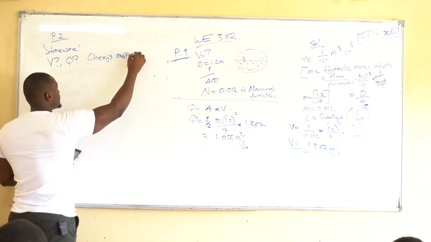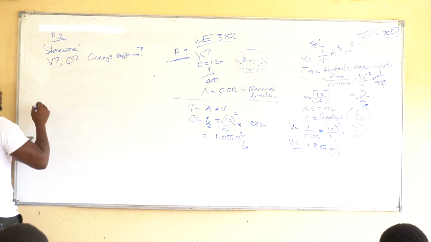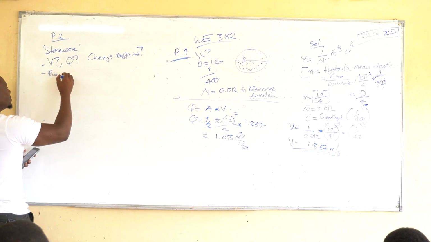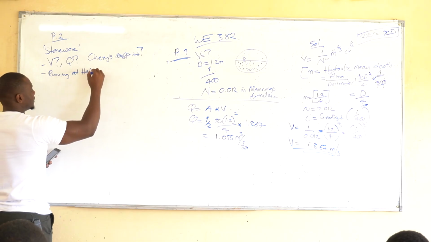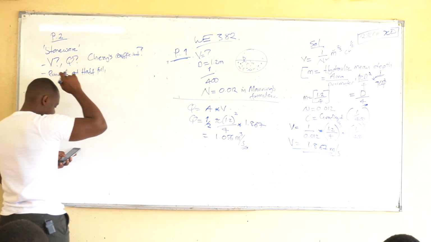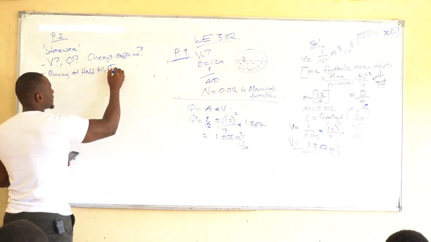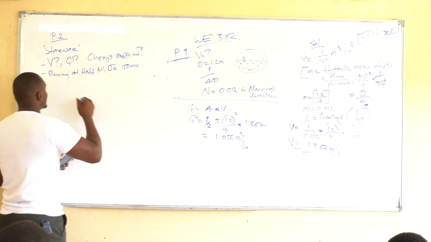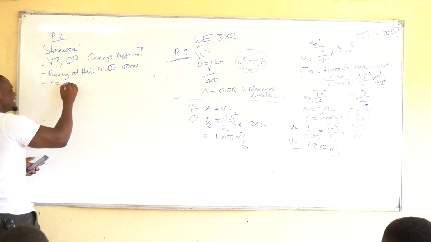Coefficient. Okay, it's a question mark. What I'm working with is that it's running at half full, obviously. They have given me the diameter as 150 millimeters. And my gradient, which is just I, is 1 in 60.